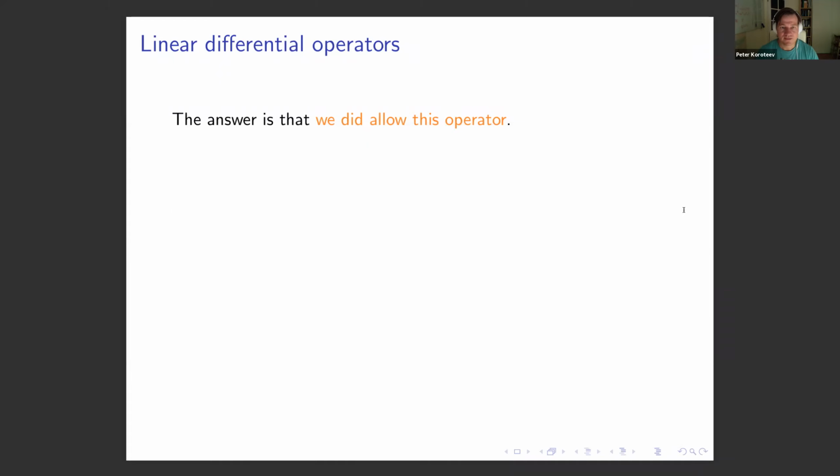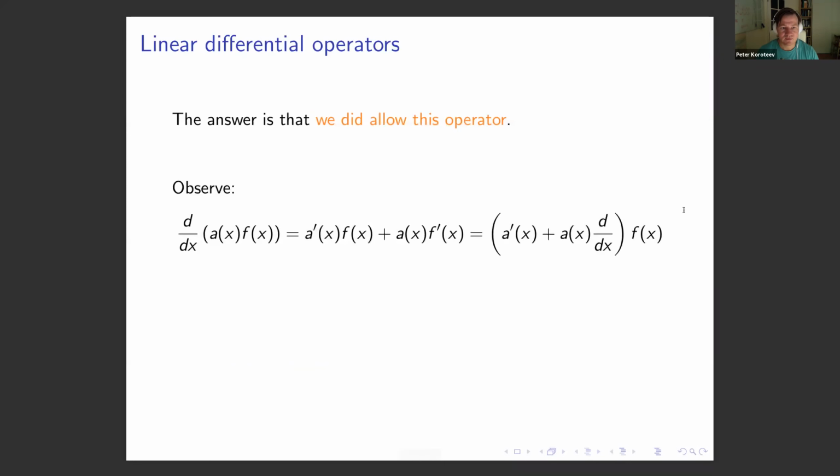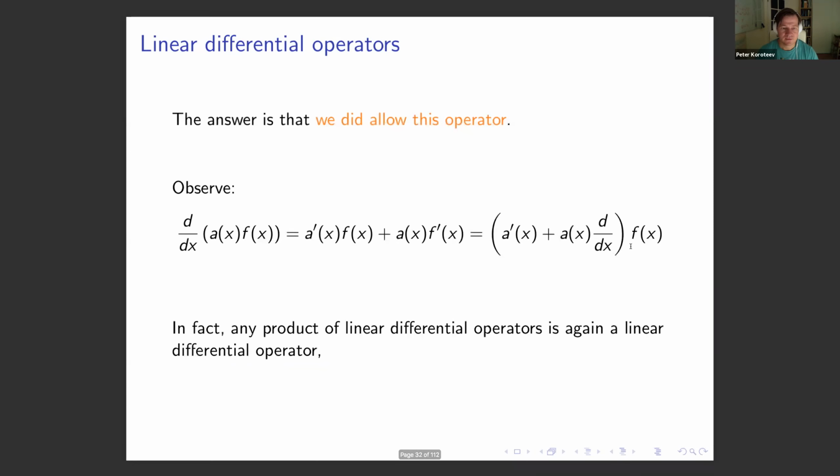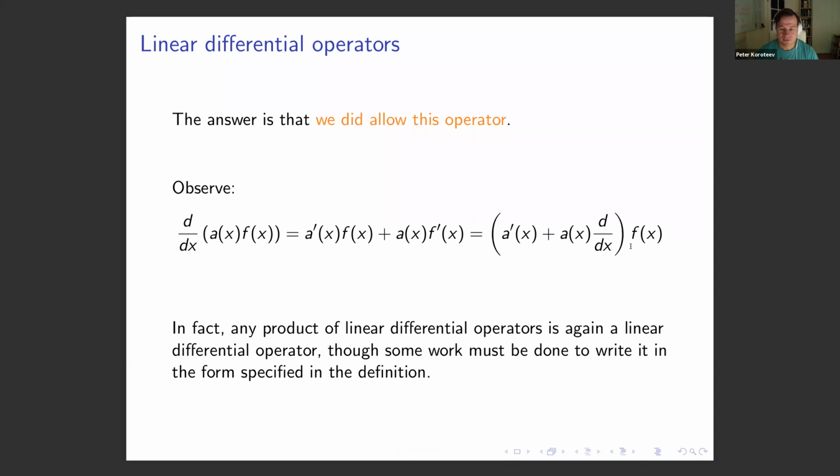Now, the answer is that we did allow this operator. So observe that if you take the derivative of the product of these two functions, that gives you a prime f plus a f prime. So it's a prime plus a of x d over dx acting on f. In fact, any product of linear differential operators is again a linear differential operator, though some work must be done to write it in the form which is specified in the definition.